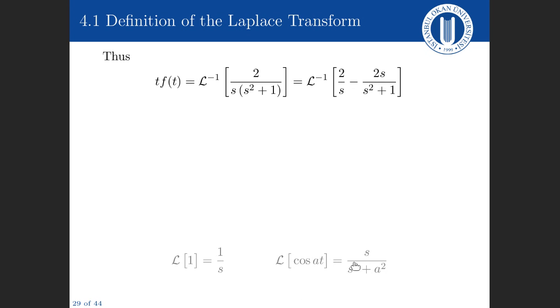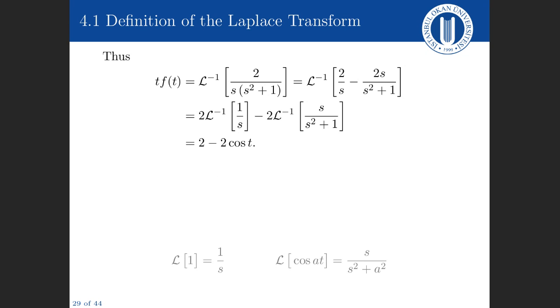Now that we know where we're going, which functions we want to end up at, we know how to break up our inverse Laplace transform. We should take the number 2 outside, and we're looking at 2 multiplied by the inverse Laplace transform of 1 over s minus 2 multiplied by the inverse Laplace transform of s over s squared plus 1. Which of course is 2 minus 2 cos t.